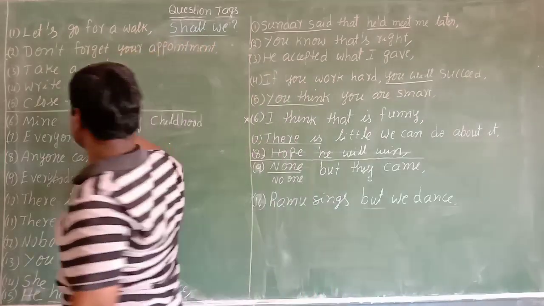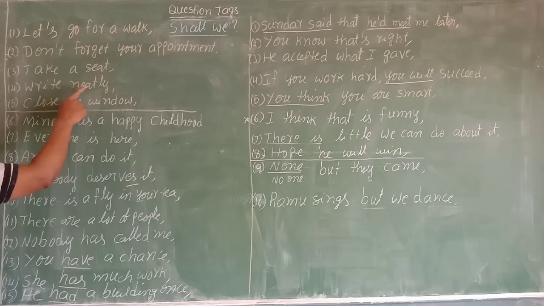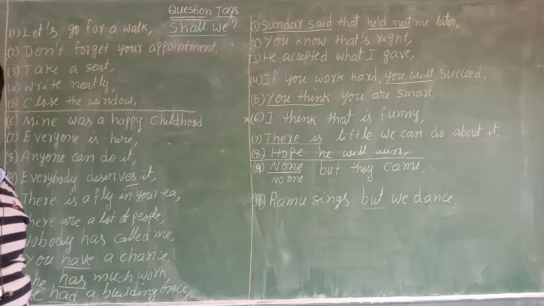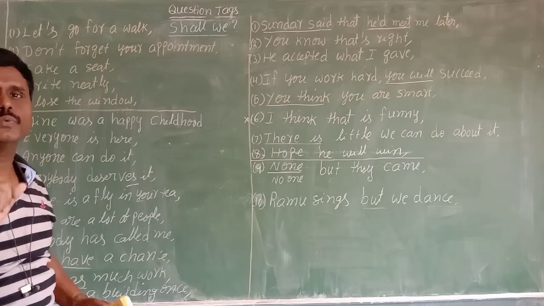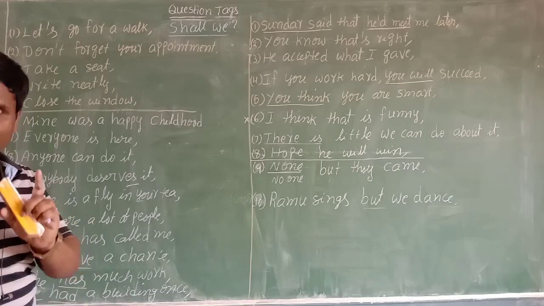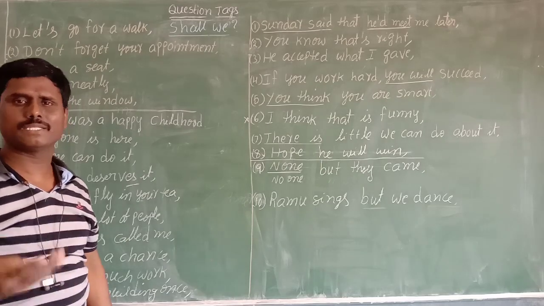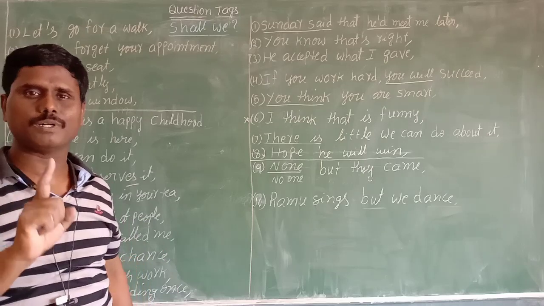Next. Now look at this, friends. Don't forget, take a seat, write neatly, close the window. No subject. A sentence without a subject is called an imperative sentence. Friends, for an imperative sentence, the question tag is always "will you". Be careful, will you. Sometimes we can use can, sometimes would, a little bit of variation, but the standard form is will you.